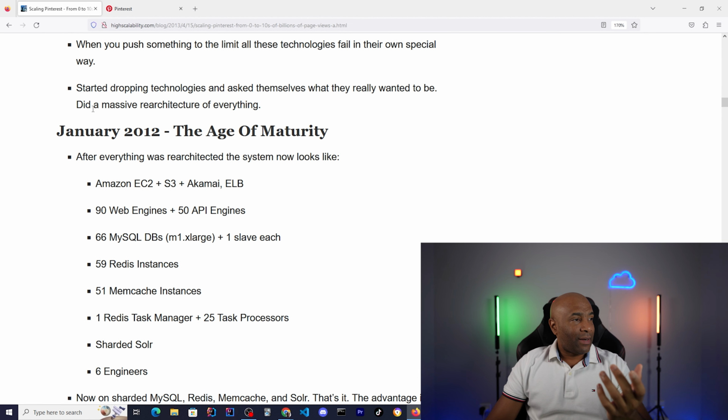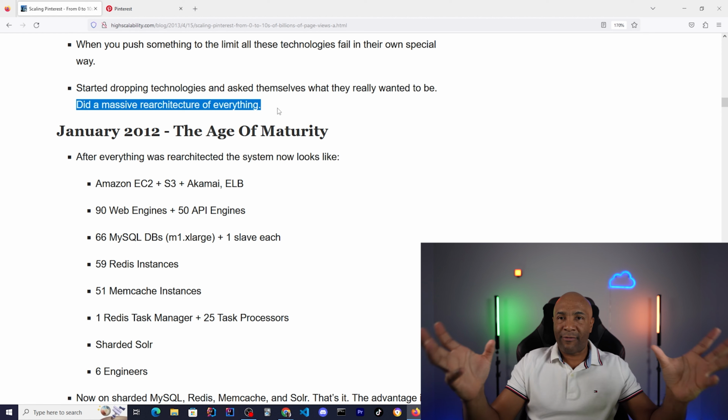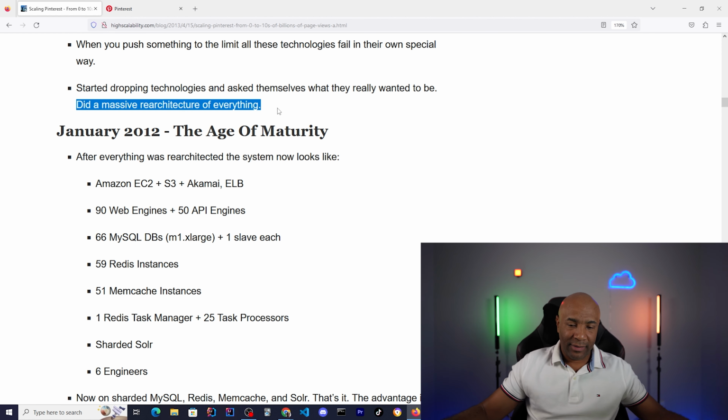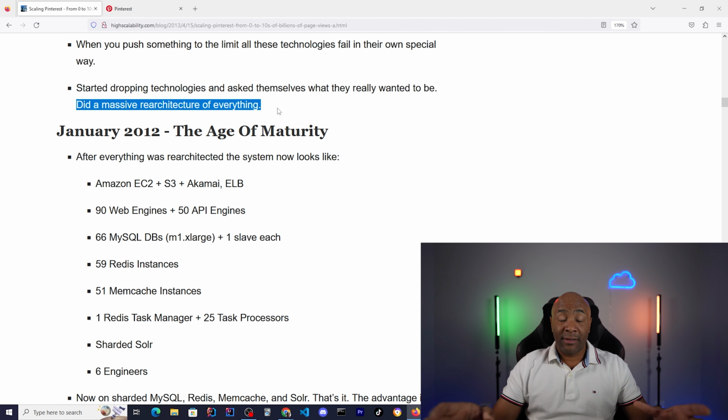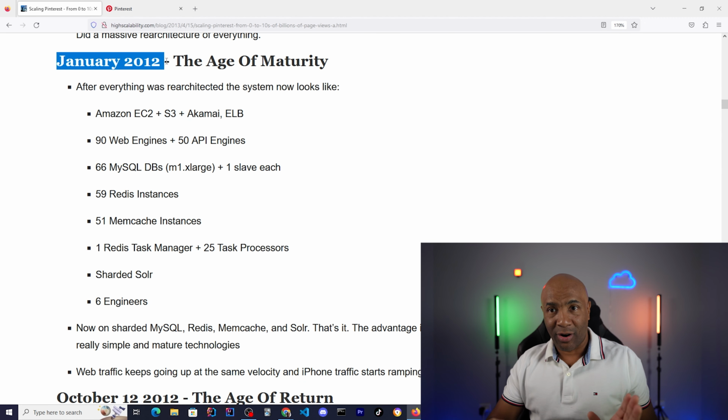And lastly here, they said that they did a massive re-architecture of everything that they had at that point in time. They simply stopped and started analyzing their landscape, their technology, their infra, and they realized, okay, we need to redesign this whole thing, because what we have right now just took us so far. So we cannot proceed and go further with what we have. Then they came to January 2012, which they call the Age of Maturity.